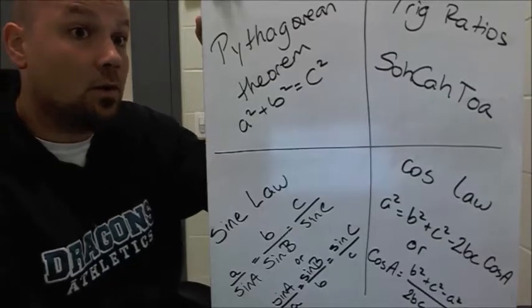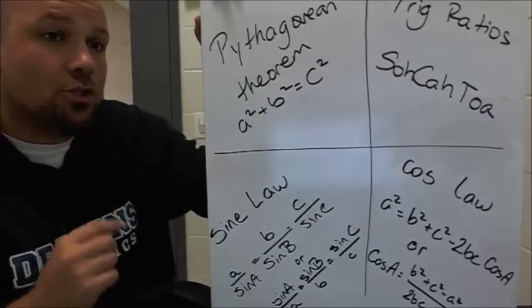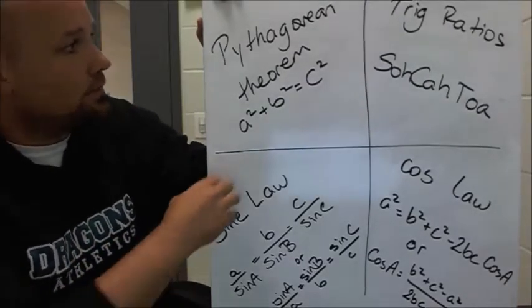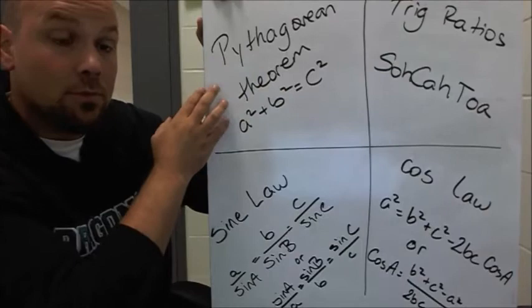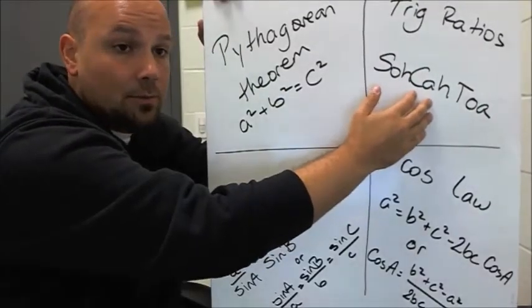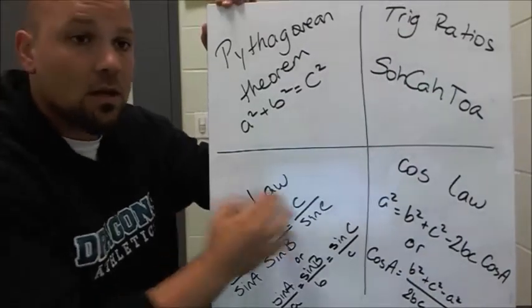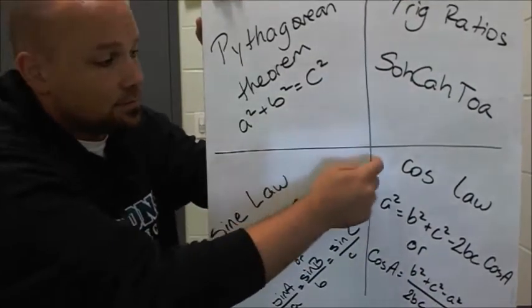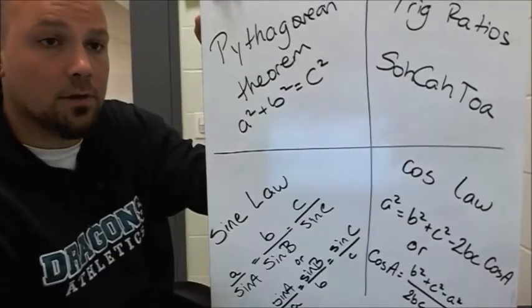Hey, so today all we're going to do is talk about how to choose which method to use to solve your triangle. We've got four different methods. We've got the Pythagorean Theorem, which we learned in grade 8 and 9. We've got SohCahToa, which we learned last year and reviewed this year. And then we have our Sine Law and our Cosine Law. We've got to decide which of these four methods is best for our triangle.